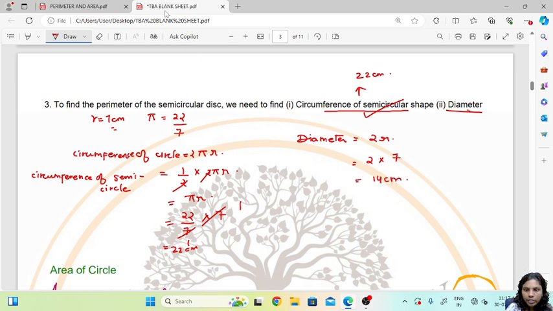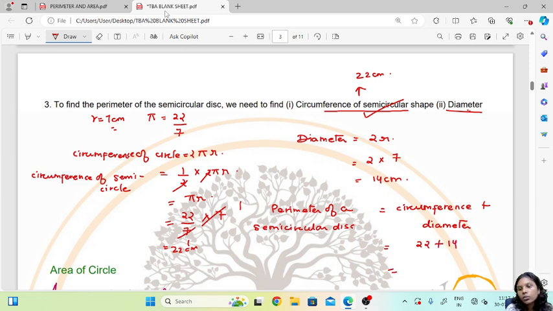Now to find the perimeter, what we do is that for the perimeter of a semicircular disc, we add the circumference plus the diameter. So this is how much? Circumference is 22 plus diameter is 14. So 36 centimeter. So the perimeter of the semicircular disc is 36 centimeter.